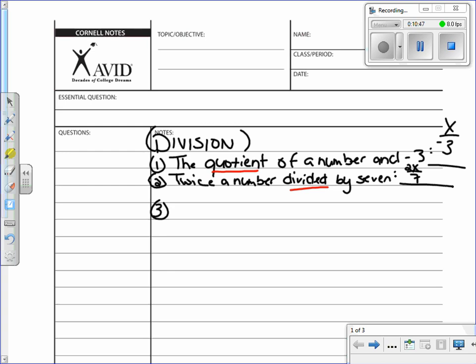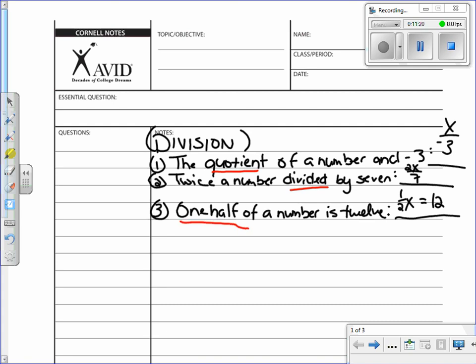Last example for division is 1/2 of a number is 12. One half of a number means 1/2 x, and is equals 12. So the key word here for division is 1/2. And remember, fraction is just division.